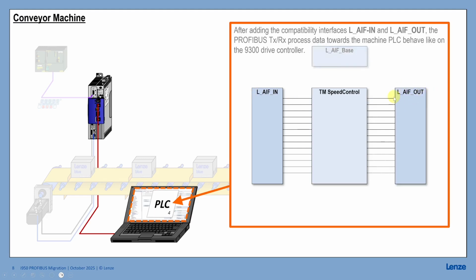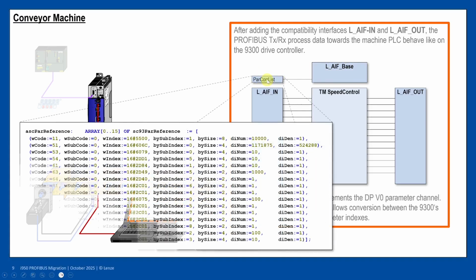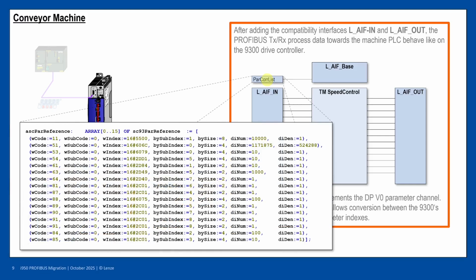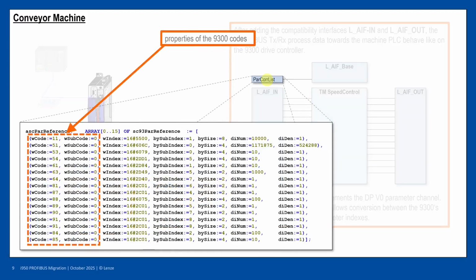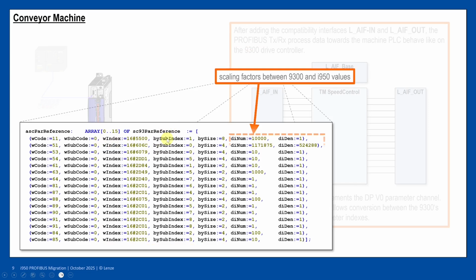The AIF basic function even allows to keep the DPV0 parameter channel. Of course, 9300 parameter numbers and i950 indexes do not match. A parameter link list defines the correspondence between 9300 parameters and i950 indexes. It can even handle different value scalings.